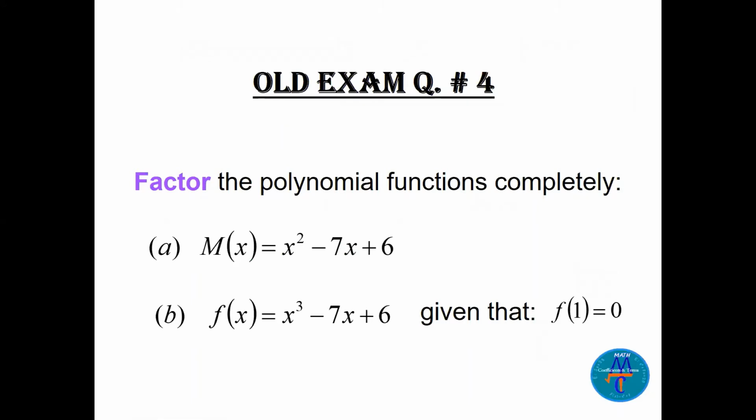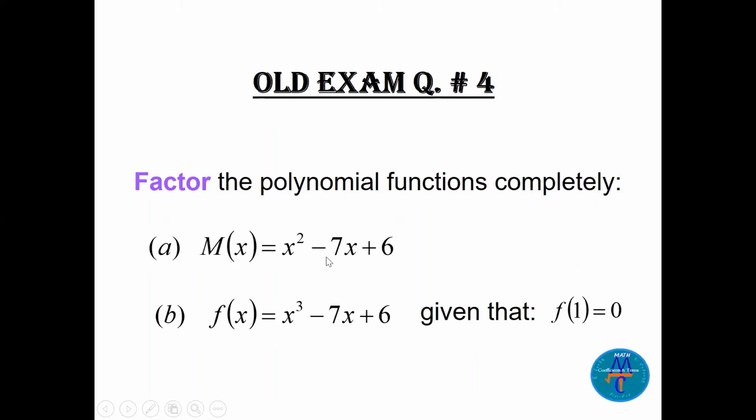Factor the polynomial functions completely. I put here one simple function with the squared: x squared minus 7x plus 6. I kept the same numbers, plus 6, minus 7. Instead of the squared, I put cube. The squared, we know how to do it.